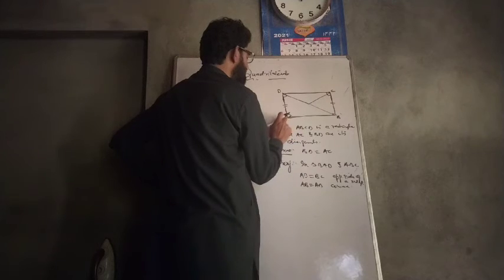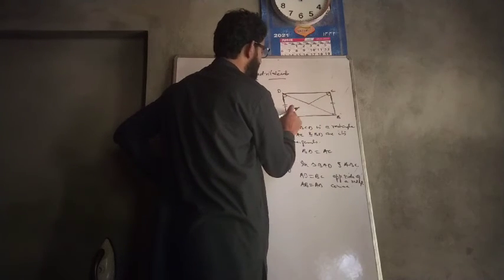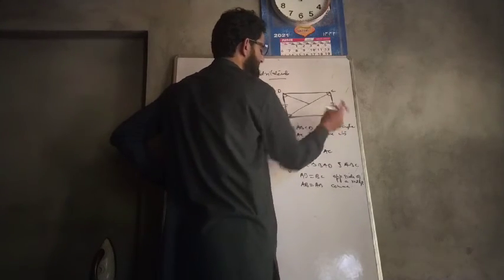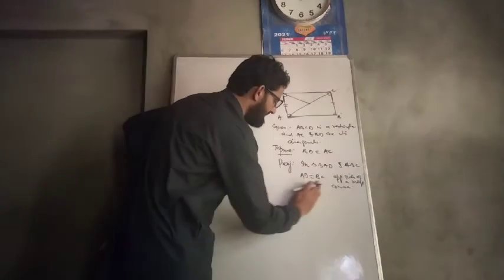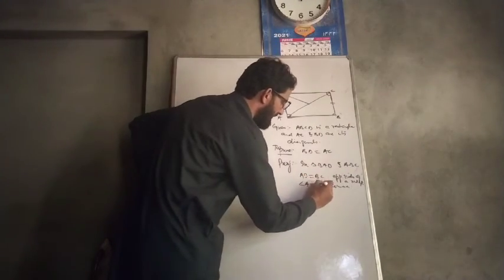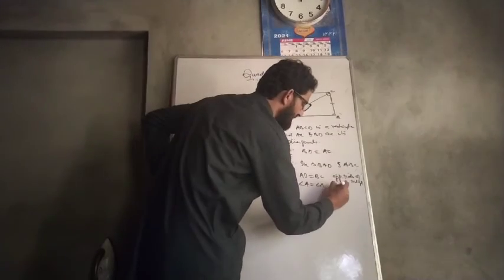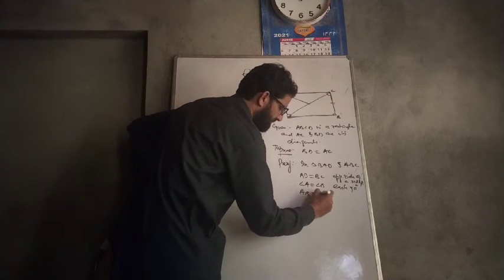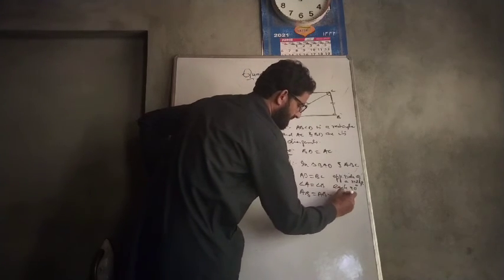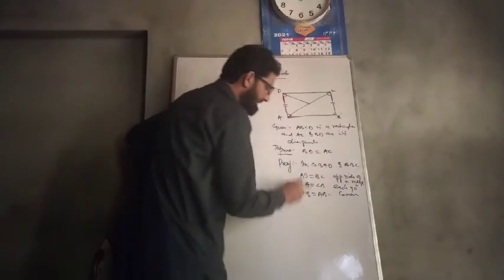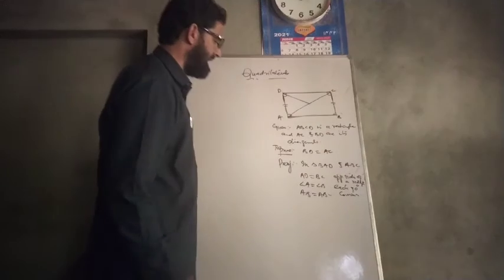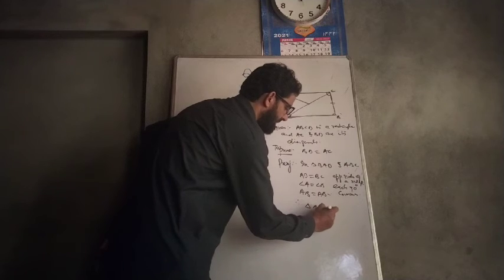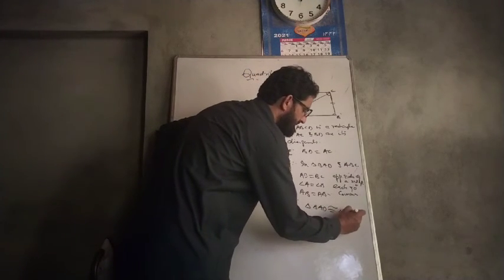And what is this angle A? Angle A of triangle BAD is 90, and angle B of triangle ABC is again 90. So we shall write here, angle A is equal to angle B, each 90. And AB is equal to AB, this is common. So by side angle side, SAS is equal to SAS, the two triangles are congruent. Therefore, triangle BAD is congruent to triangle ABC.